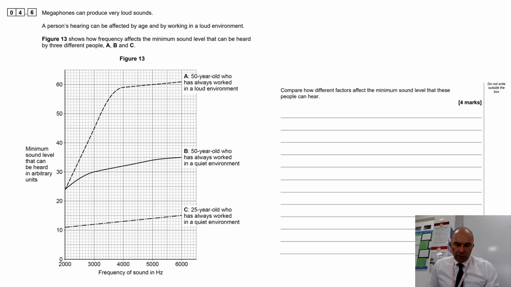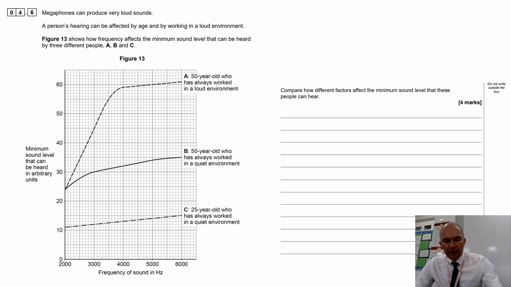Now, there's quite a lot in this, so really you need to be looking at the fact that we're comparing two 50-year-olds. One person works in a loud environment, the other one in a quiet environment. You've also got somebody half the age, a 25-year-old, who works in that quiet environment. So you can compare the effect of age between the two people. So first of all, for all three people, the minimum sound level that can be heard increases as frequency increases. So it means that sounds of a low frequency are easier to hear at a lower level.